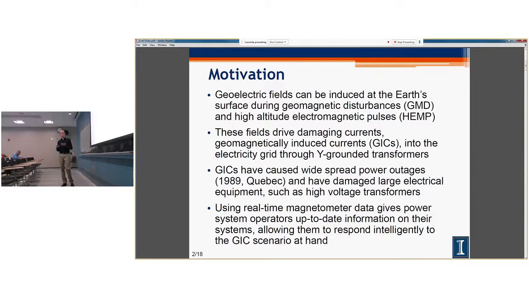So what we're trying to do is to model these geoelectric fields better in a way that we can help power system operators respond to these type of events.